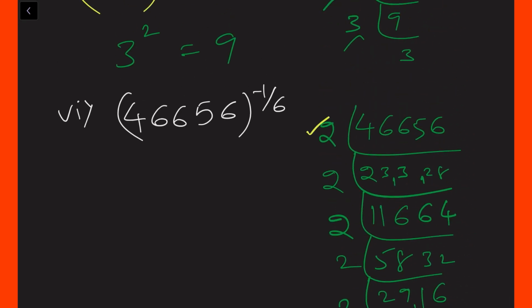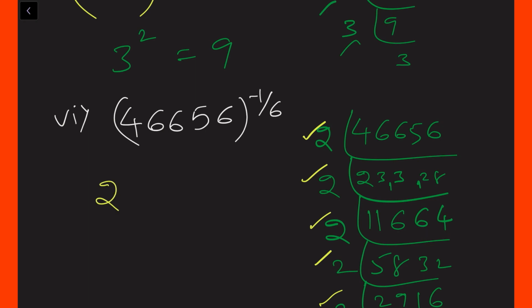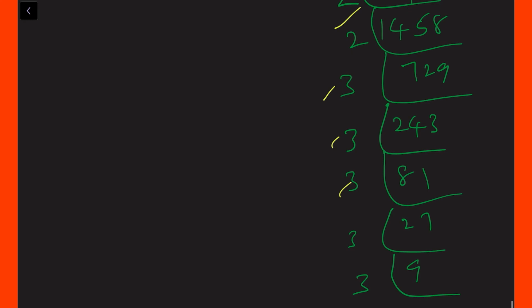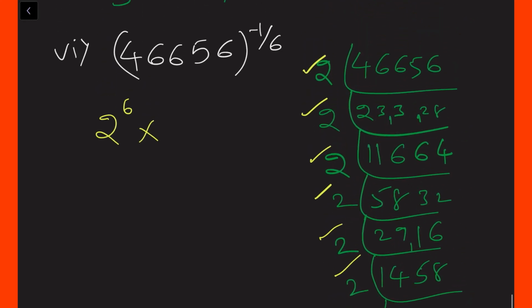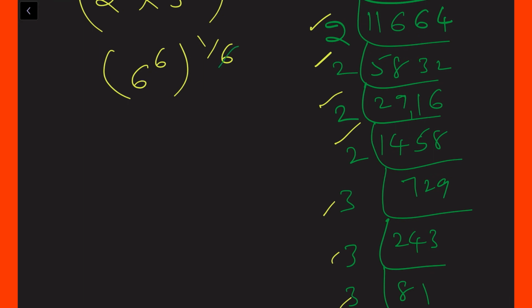2 is there one time, second time, third time, fourth time, fifth time, sixth time. So 2 power 6. 3 is there how many times? One time, second time, third time, fourth time, fifth time, sixth time. So 3 is also there 6 times. 3 power 6. So 2 power 6 into 3 power 6 is nothing but 6 power 6, whole power 1 by 6. Here both the 6s will get cancelled. So we remain with 6 power 1, that is nothing but 6.